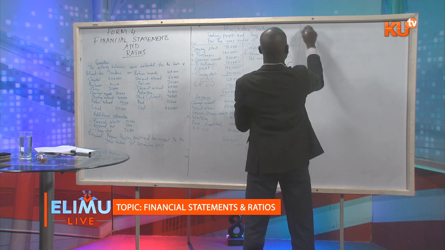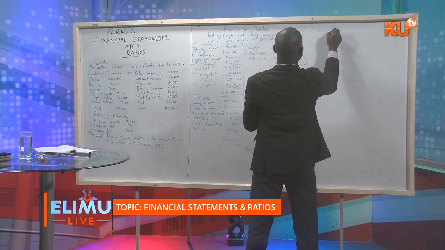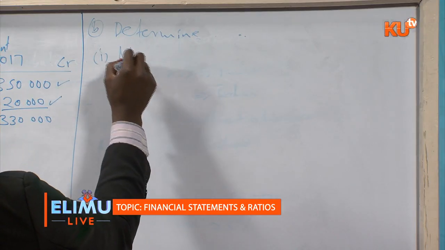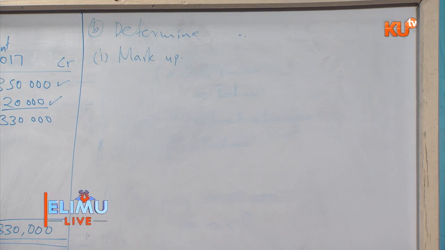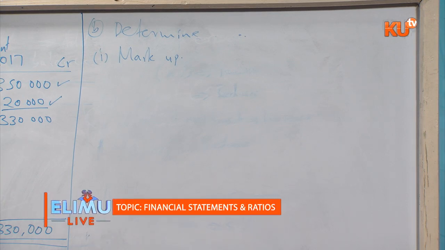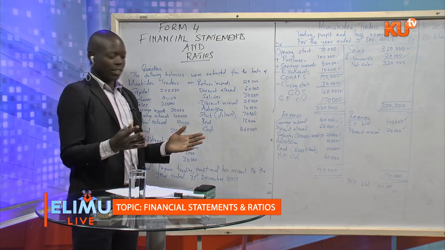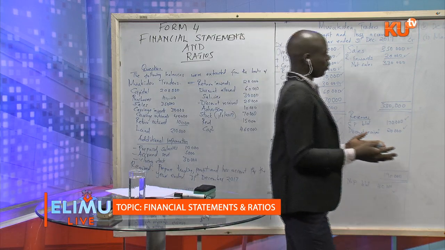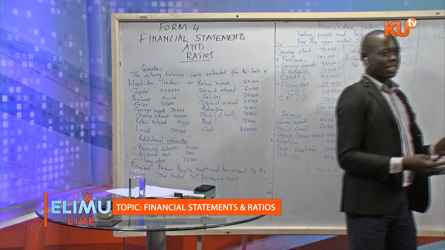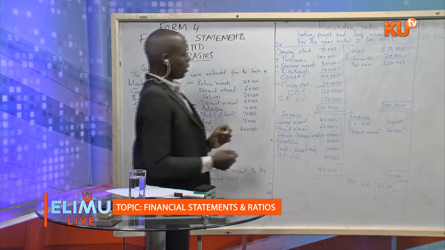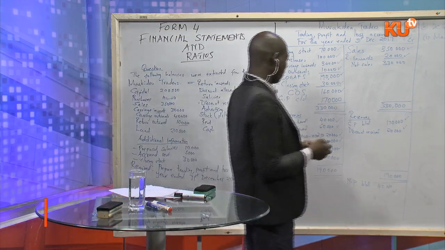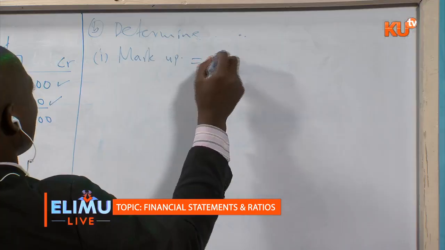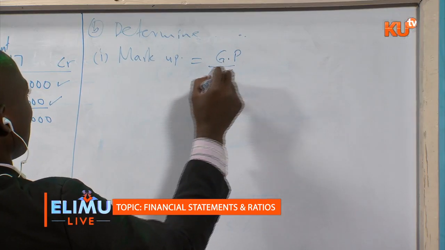Let's say part B, determine. The first one is markup. Determine markup. We want to use this information to calculate these ratios. We determine markup. Now, we said that markup is simply a ratio of gross profit against the cost of sale. So we need to ascertain now from the figures we have, the gross profit is 170. So I will take 170, this gross profit, over cost of sale.